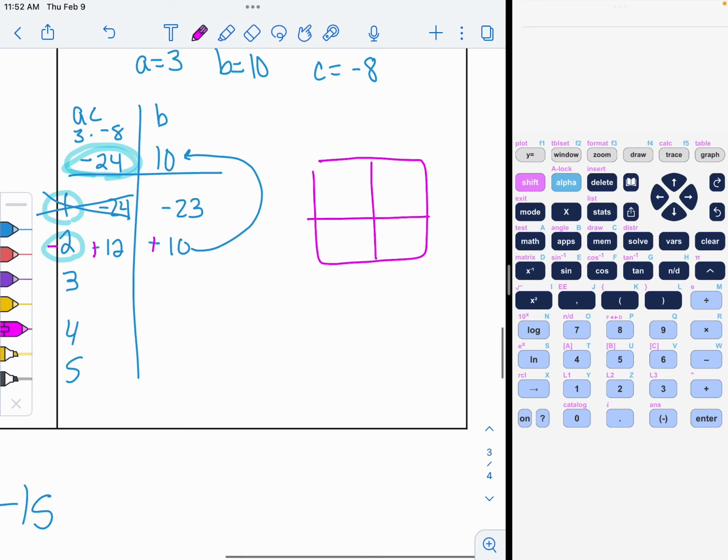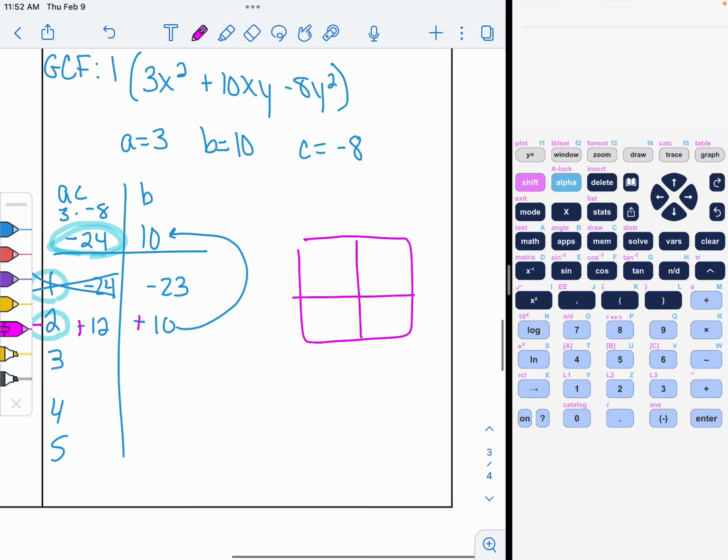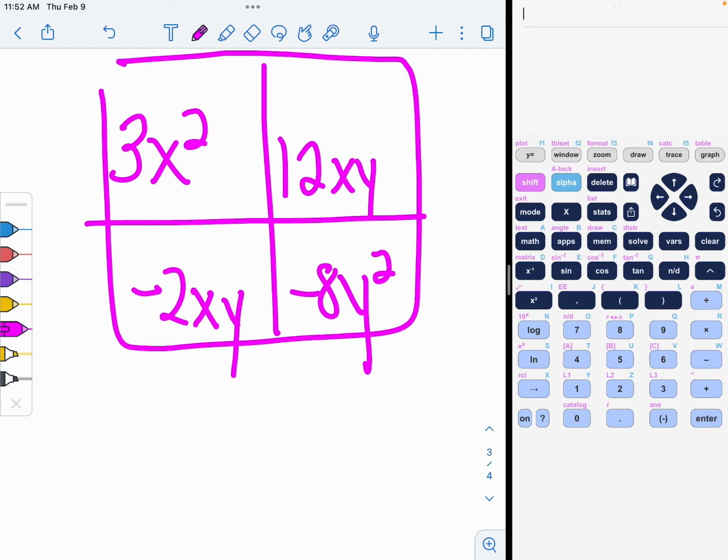All right, let me find my step right there. 3x squared goes here. -8y squared goes here. Don't worry about the double variable. We're doing fine. -2 and 12 go here from my magic numbers right here. These get half the x, so x, and y, and y. So half of this variable and half of this variable. This is a double variable problem.